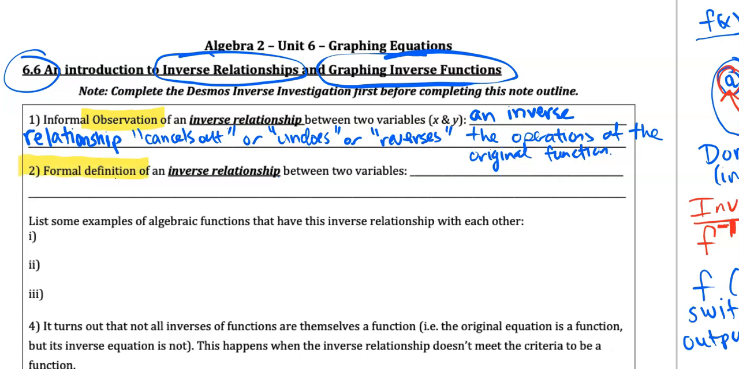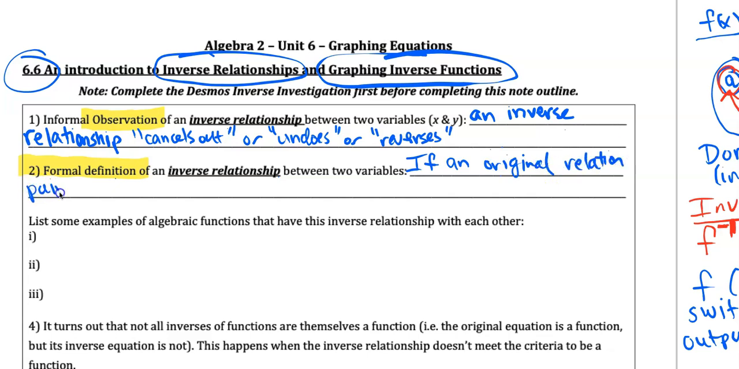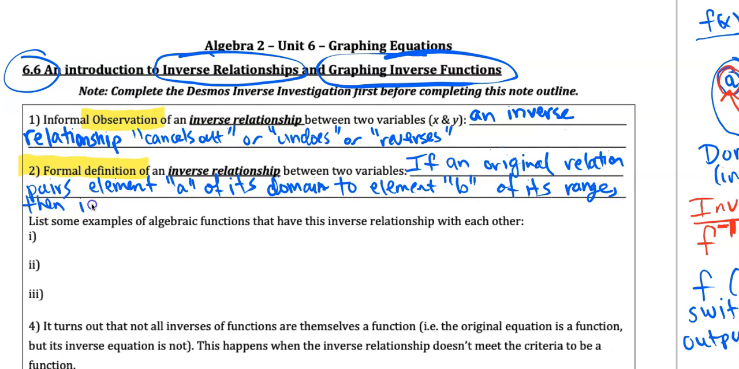Now, the formal definition is what I'm going to give you now, because it's good to know how things are said formally. It's basically going to say the same thing, but in a much more formal way. So let's begin. So formally, we would say, if an original relation pairs element A of its domain to element B of its range, then its inverse pairs B with A. We sort of just saw an illustration of that.